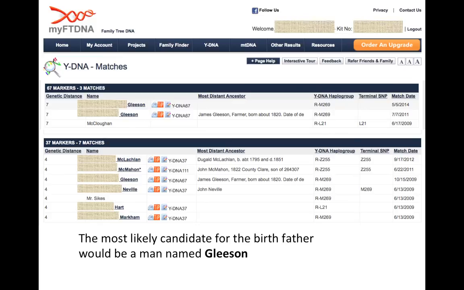I've seen other cases where it's not quite as exact and not quite as definitive, and other cases where it is much more definitive, and even at 37 markers, there's no doubt what the surname of the birth father is. So it will vary from individual to individual, and that's why you may need to upgrade from the standard 37 marker test to a 67 marker test and a 111 marker test.